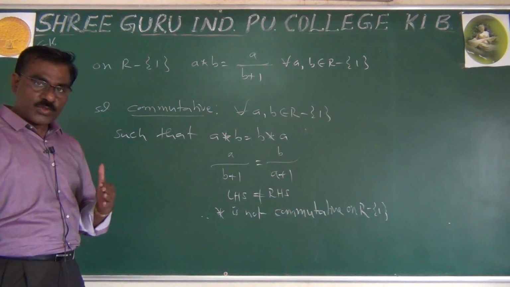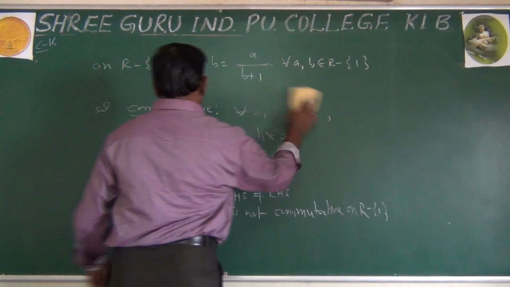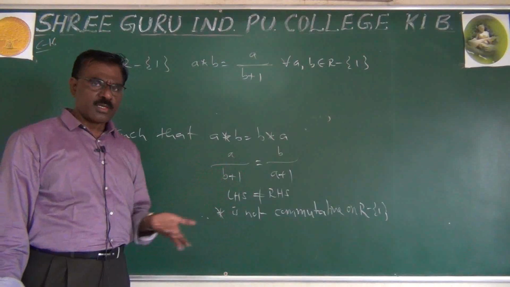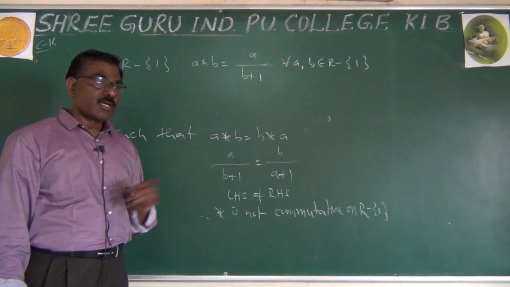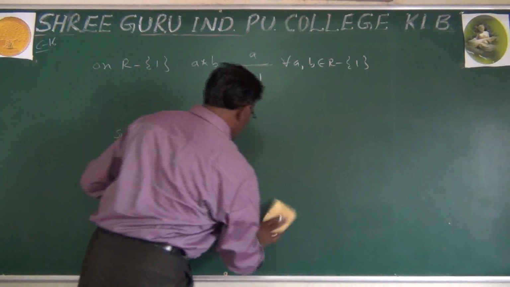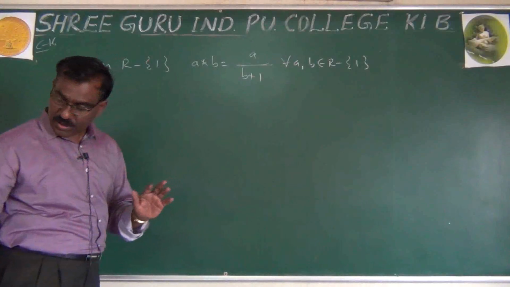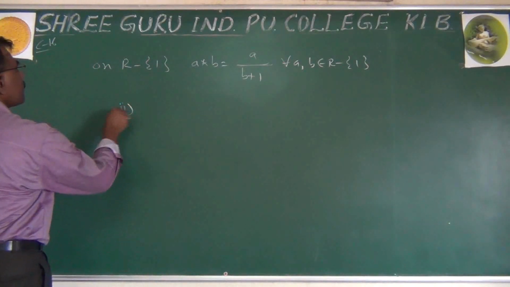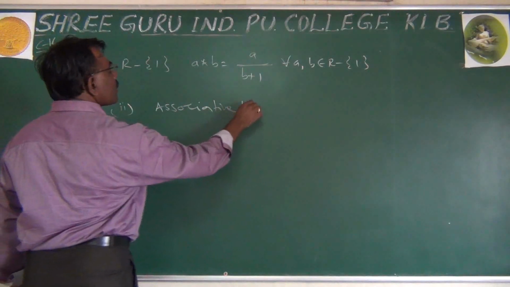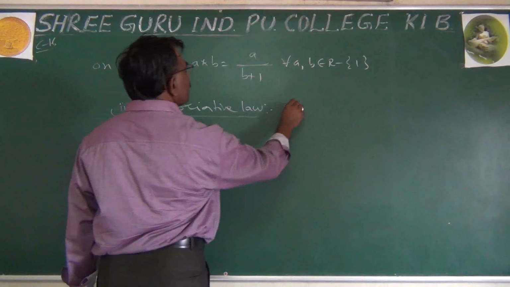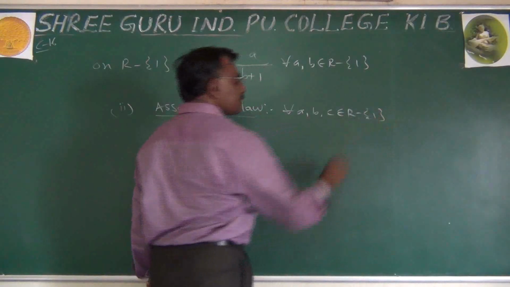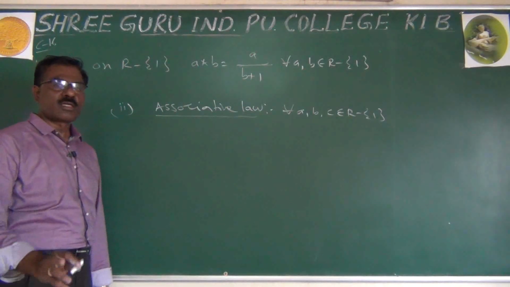Now see whether it is associative or not. It is very simple. Even if you have to check LHS and RHS for associativity, you should take LHS separate and RHS separate. Number 2, associative property: for all a, b, c belongs to R other than 1.